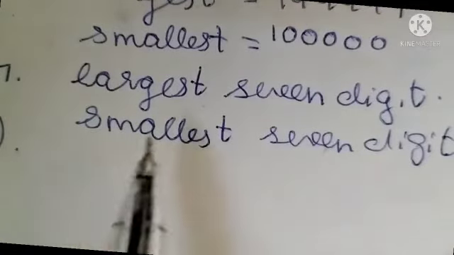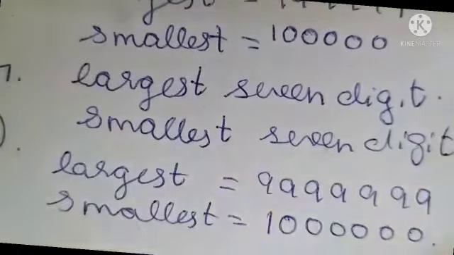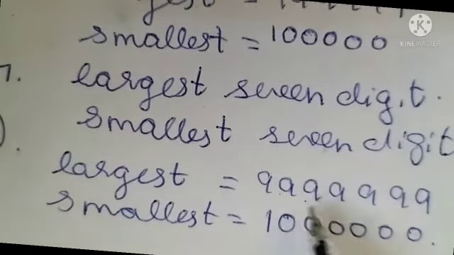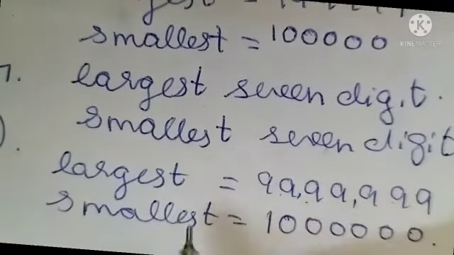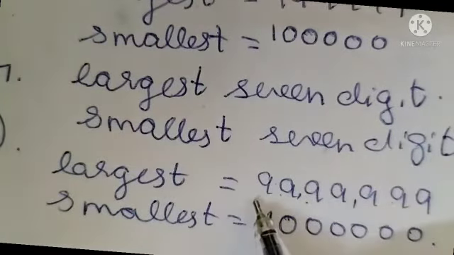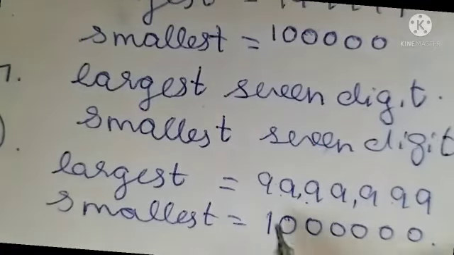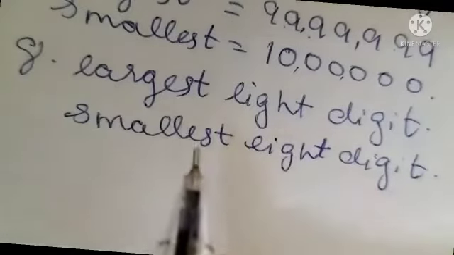Next, largest 7 digit and the smallest 7 digit. Largest 7 digit number is 99 lakh, 99,99,999. And the smallest one is 10 lakh.